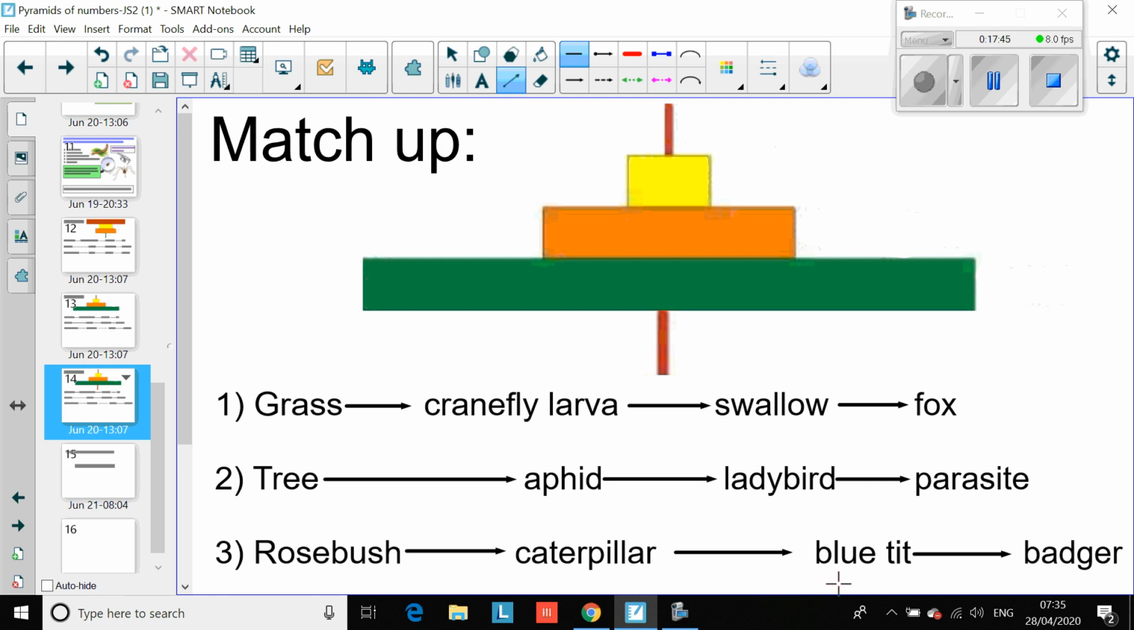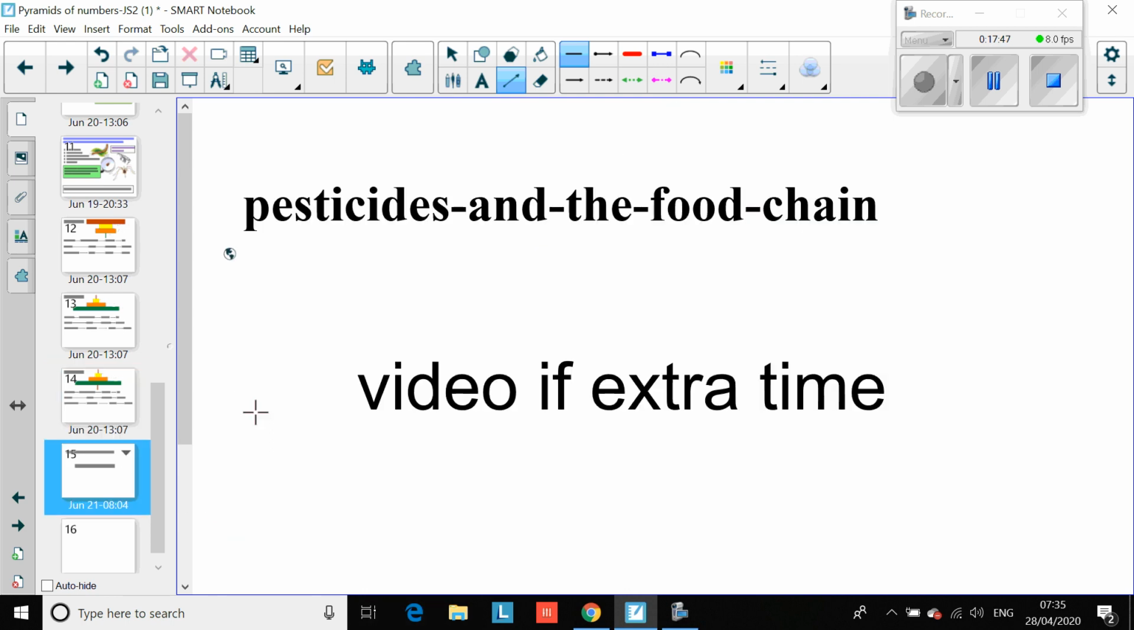Right. The final thing I would like you to do is watch a video clip on pesticides in the food chain. This is going to link to some of what we're doing. Unfortunately, sometimes when we use pesticides to protect our crops, those pesticides can build up in a food chain. They move up through the pyramid of numbers. And we're going to have a closer look at that maybe next week. But just as an introduction, click on the link in assignments, play that video, and I'd like you to make 2 or 3 notes about that. Okay, off you go, please.